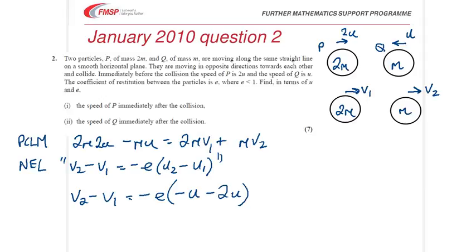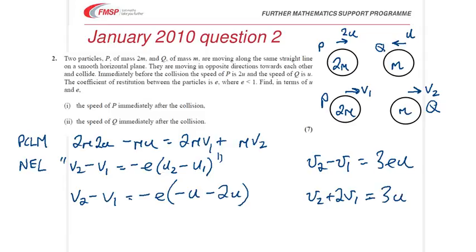I've done v2 minus v1, which is the velocity of Q afterwards minus P, and that's minus e then times the velocity of Q before minus the velocity of P before. Now those two equations tidy up to v2 minus v1 equals 3eu, and v2 plus 2v1 equals 3u.